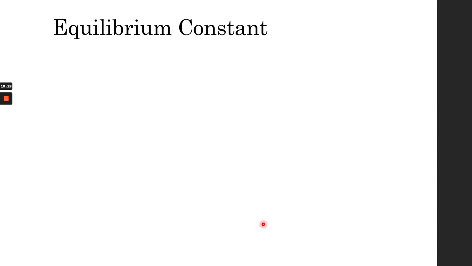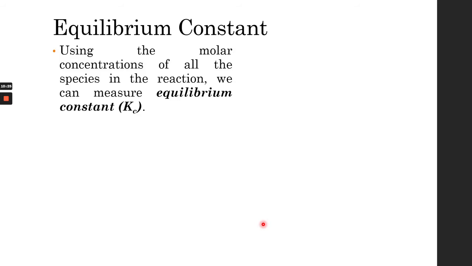Now let's talk about a magnitude or some number that we call the equilibrium constant. So the equilibrium constant, we can measure this using the molar concentrations of all the species in the reaction. When we talk about species, these are basically the chemicals in the chemical equation during a chemical reaction. So being able to identify the molar concentrations, you guys remember molar concentration is moles per liter, identifying the molar concentration of each of the products, you can identify the equilibrium constant.